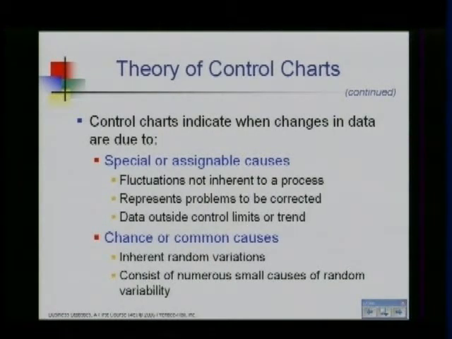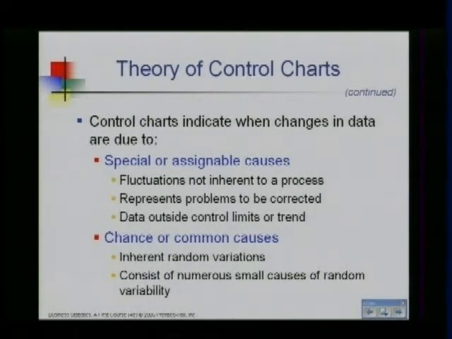That's called special or assignable cause variation. These are fluctuations that are not part of the system, but they're actually problems that may need to be corrected. And they are noticed by data that is outside of the control limit or a trend that we notice occurring. And we'll define both of those in a minute so you know what we mean by that.